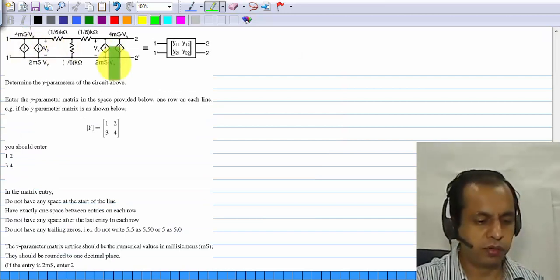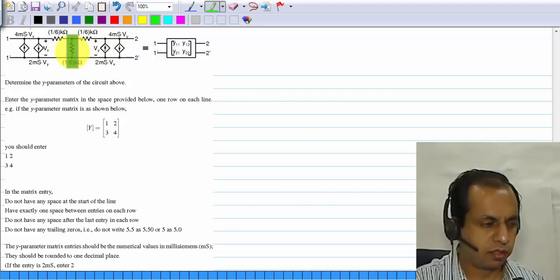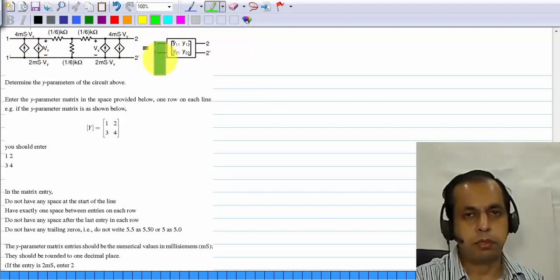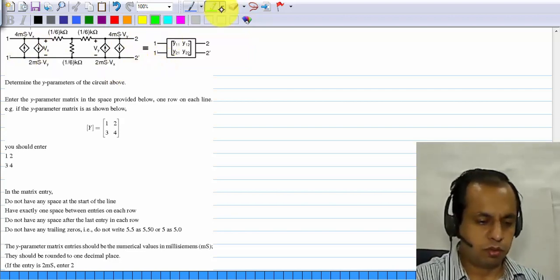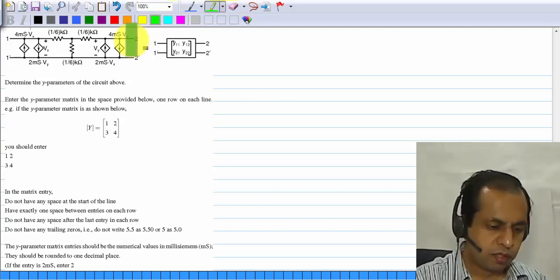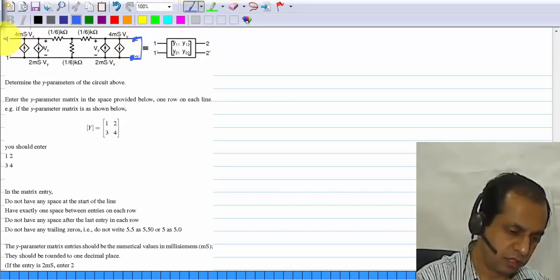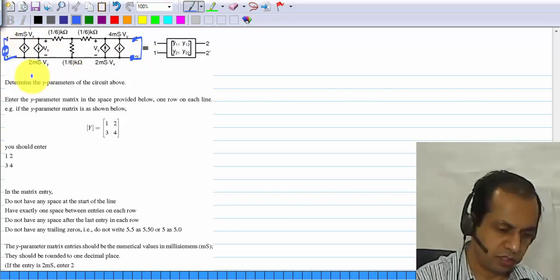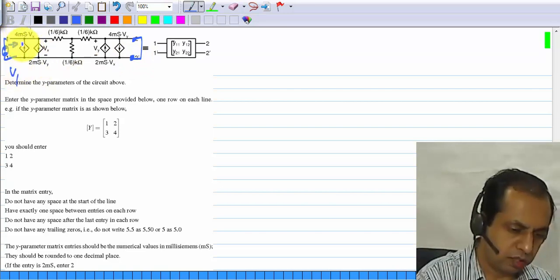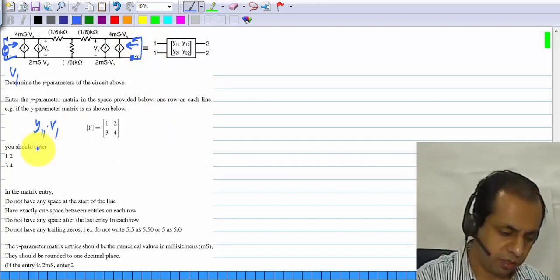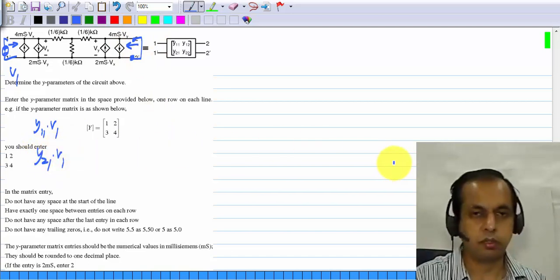Okay, the next question: you are given some circuit with control sources, and you have to find the Y parameters. Now what you have to do is, first you short circuit this, apply V1. The current that flows there is Y11 times V1. The current that flows there will be Y21 times V1.